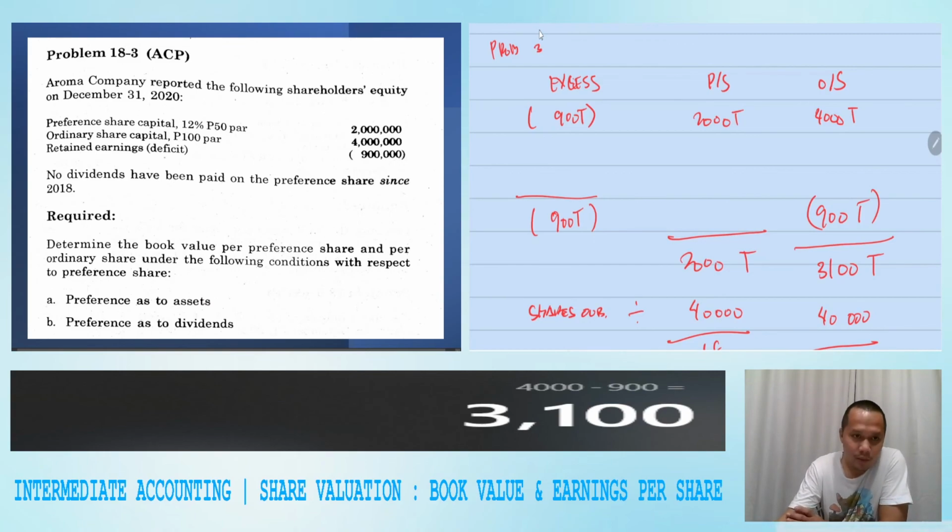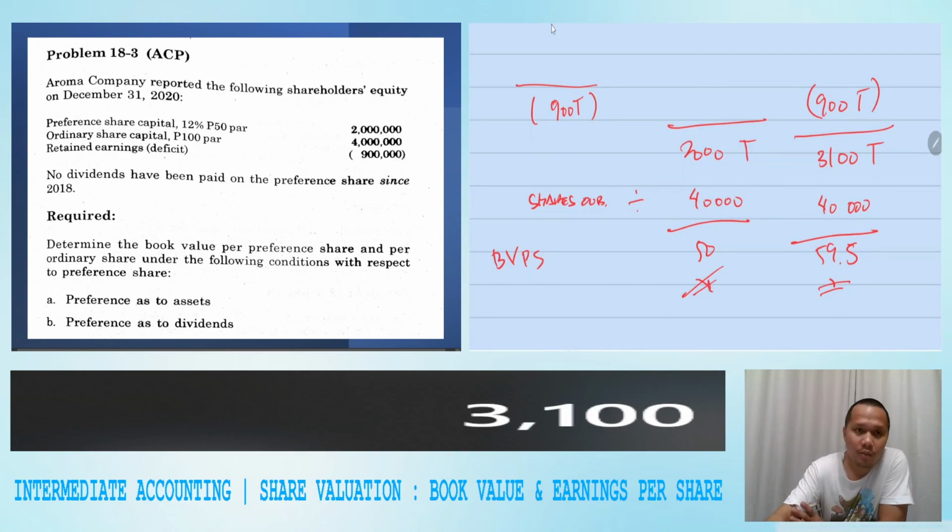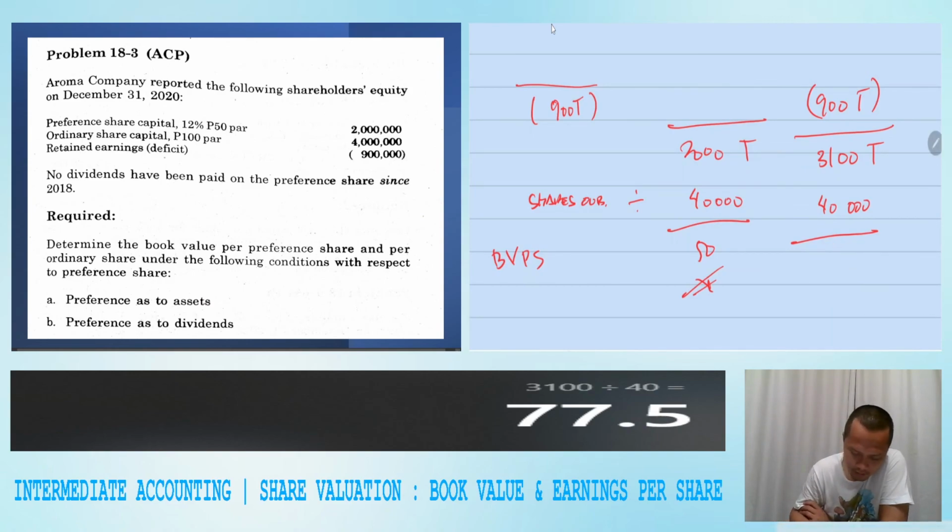Okay? So, the book value per share ngayon, that 2 million divided by 40, the book value per share of the preference share, that is 50, then 3 million 100 divided by 40, 77.5. Okay? So that is book value per share, no?